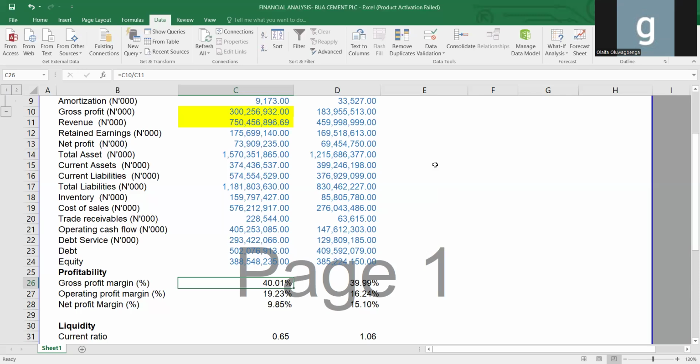So that means we have to achieve a revenue of around 750 million, as opposed to what we had before of 876 million, to achieve a gross profit margin of 40%.